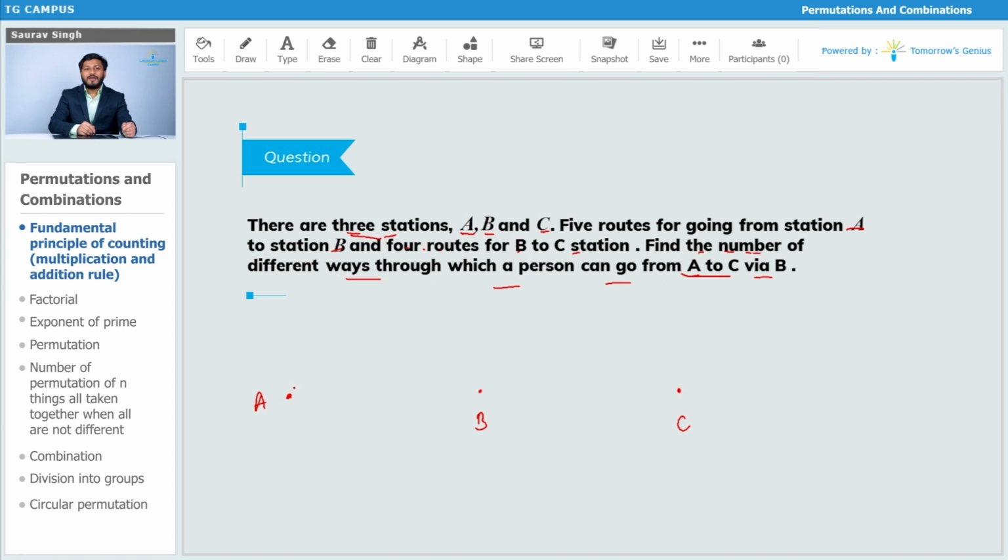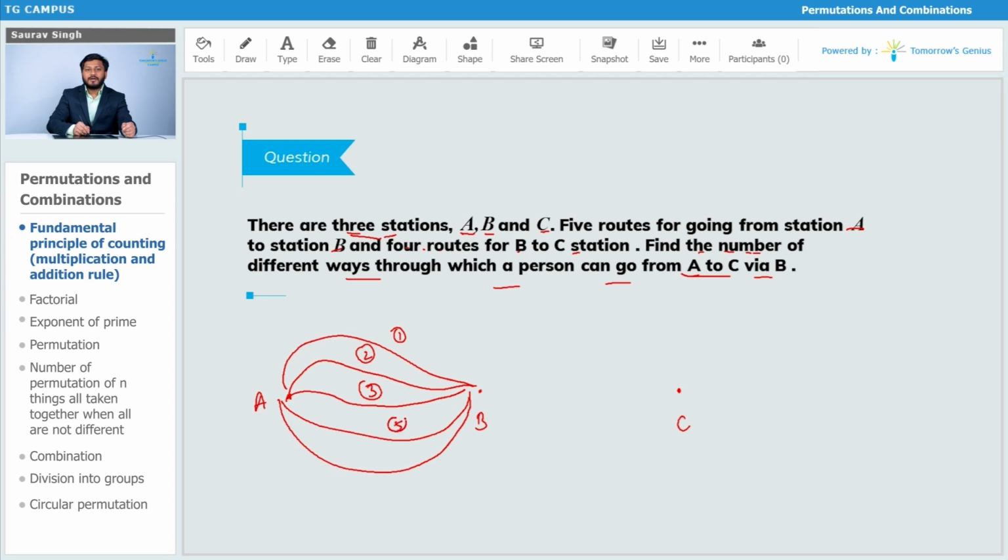From A to B, how many ways do we have? 5 ways: 1, 2, 3, 4 and 5. So these are 5 different ways through which we can reach B from A. And now from B to C, it's given there are 4 routes. So let's say 1, 2, 3 and 4.